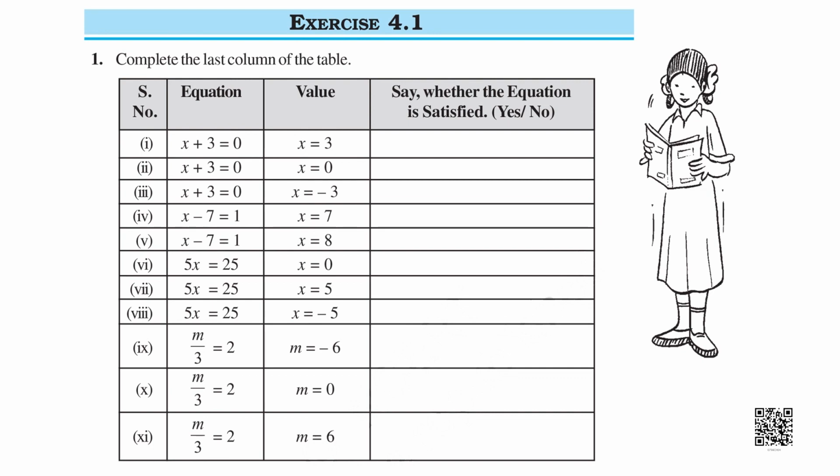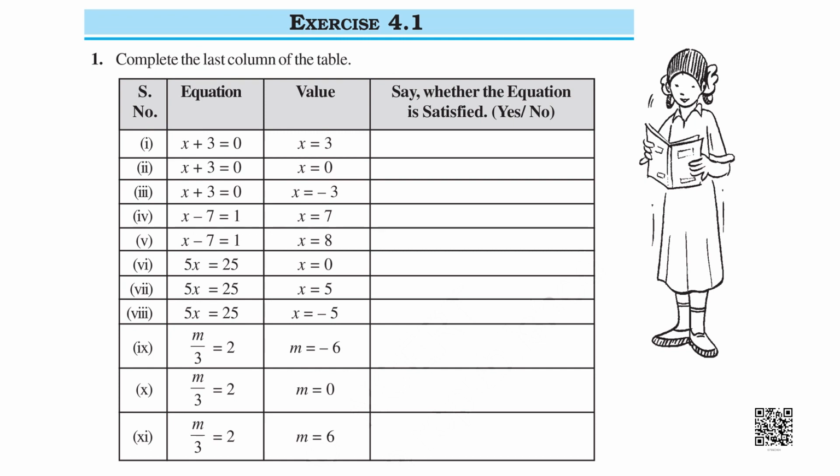Now we will go for exercise 4.1. In the exercise, you can see a table containing equation and value. Here in the first question, you have to write whether the equation is satisfied or not. That is, students, LHS is equal to RHS or not.